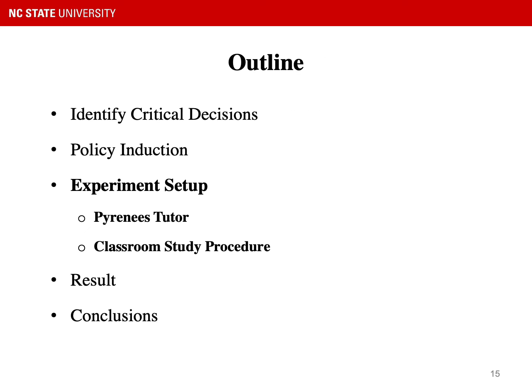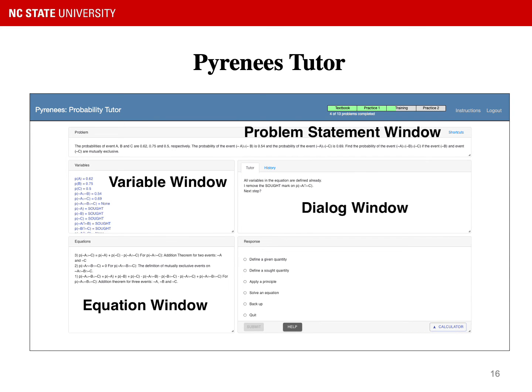Next, I will introduce the experiment setup. Our ITS is called Pyramid, which is a web-based ITS teaching college students probability. It covers 10 major principles of probability, such as the complement theorem and Bayes rule. This is the interface of our Pyramid tutor.